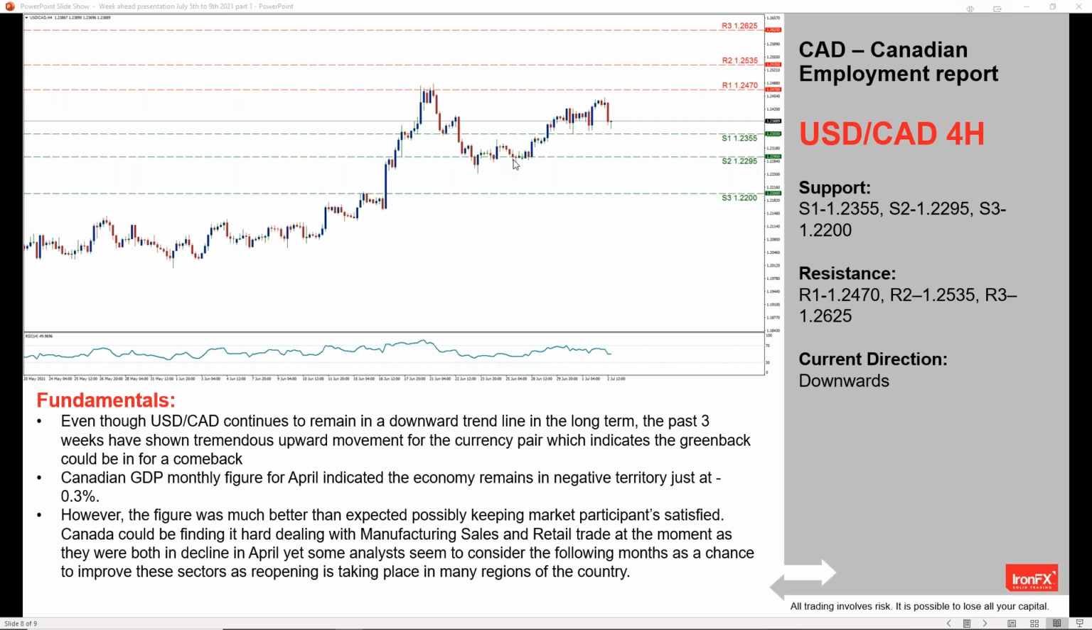Now, these levels have both been tested recently, so they are very relevant. And even lower, we have the S3 122 level. Now, I'm putting down a downward direction, but as I said, if what we've seen in the past weeks continues, then the next week could be upwards. So it really depends on what is going to happen in the following week for USDCAD.